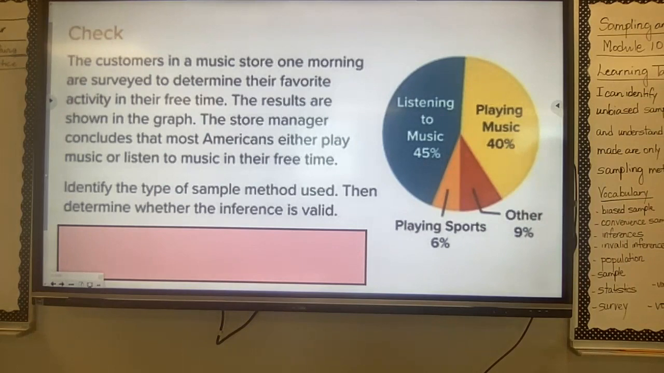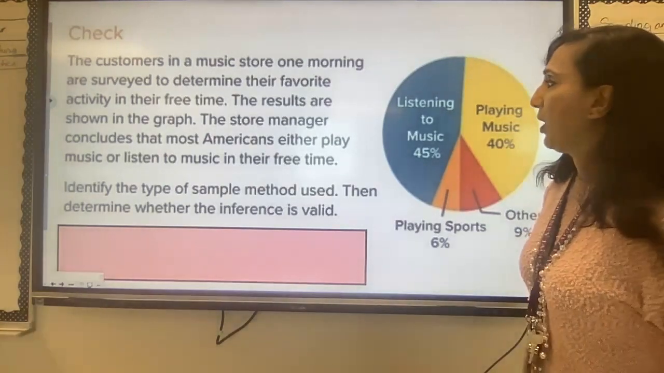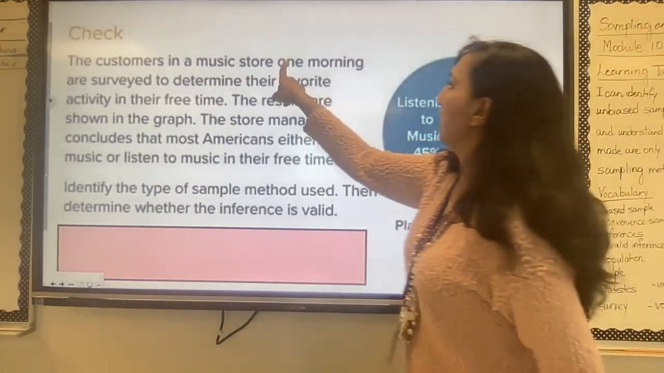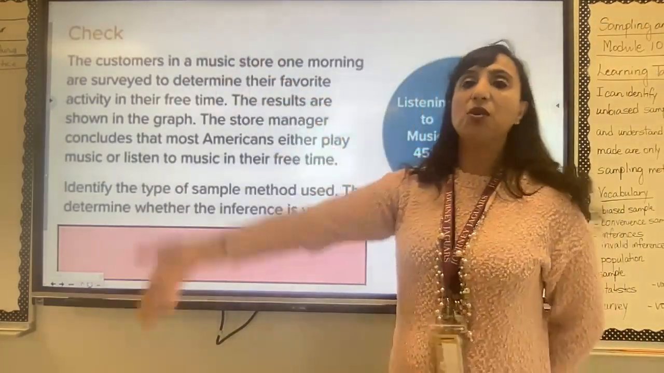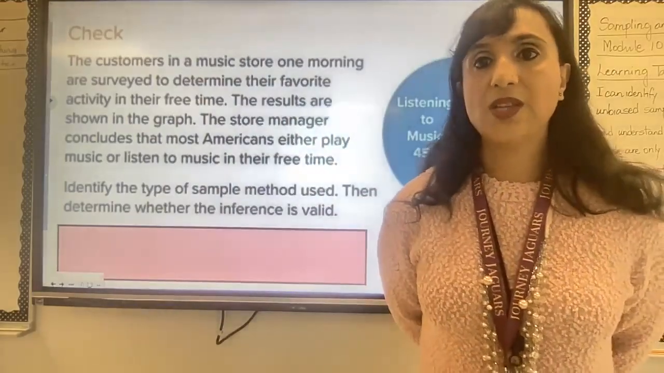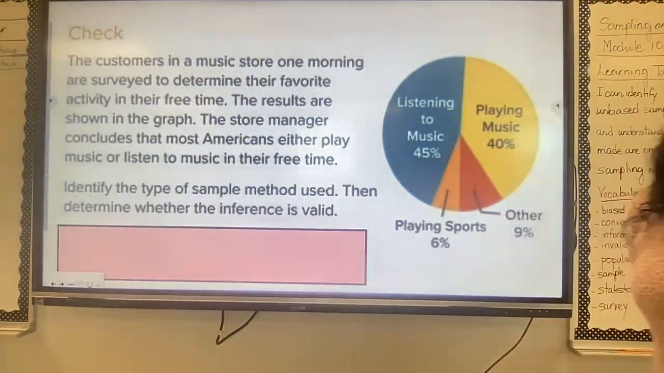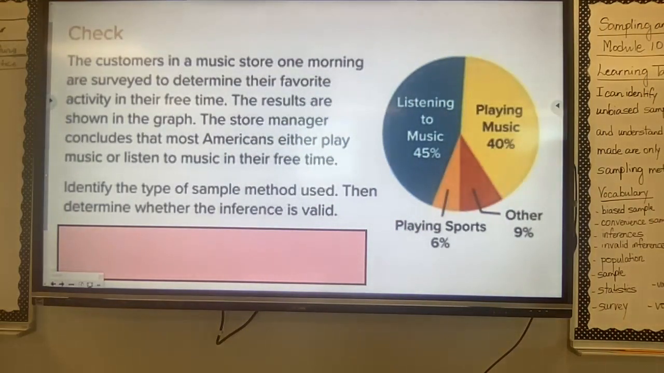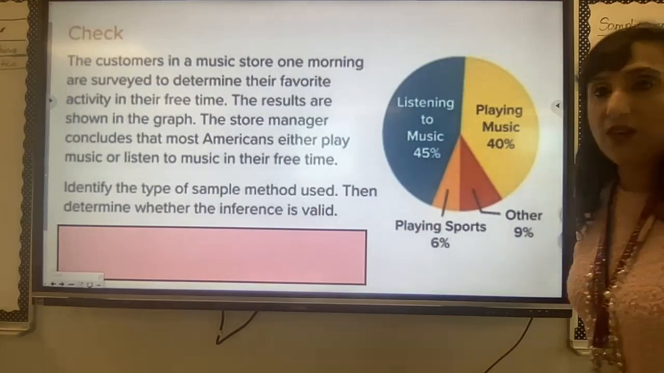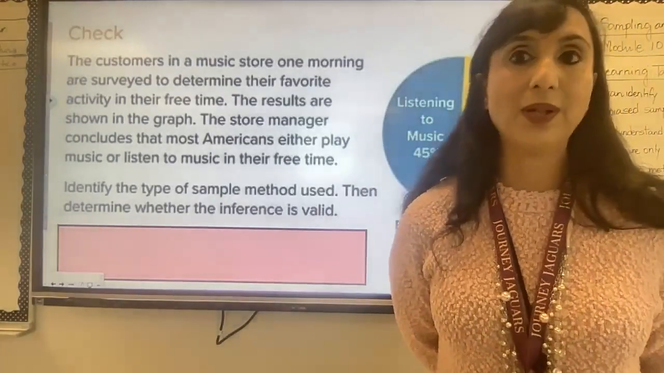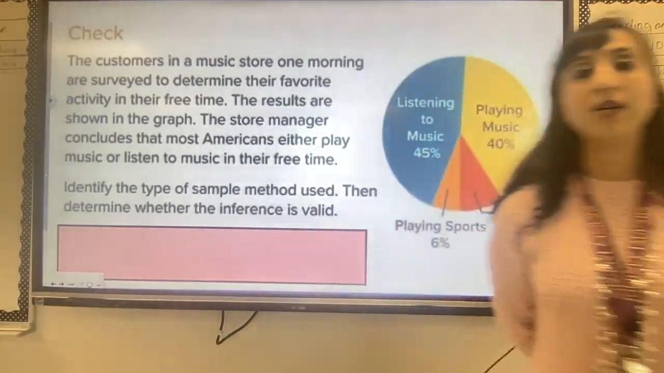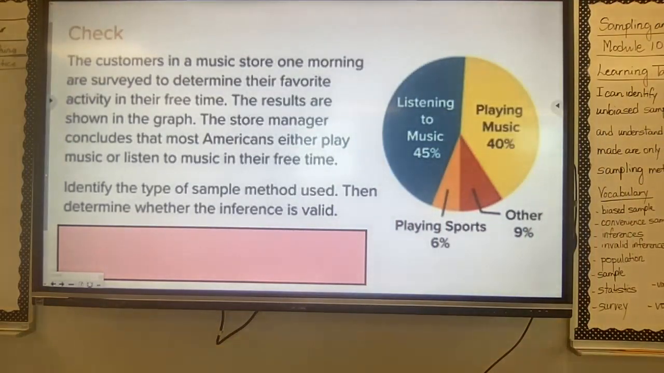So if I look at this, because they are collecting, let's see, the customers in the music store itself are surveyed. So that tells you that they are looking at convenience. So this is a convenience sample. And so therefore, this is biased because it's a convenience sample. It is a biased sample, and that is why this is not going to be a valid inference. So the conclusion is not valid.